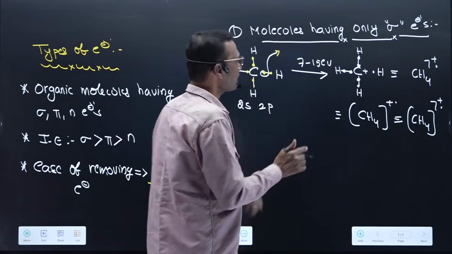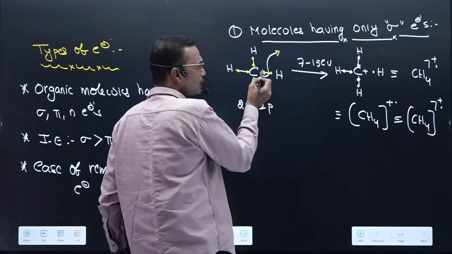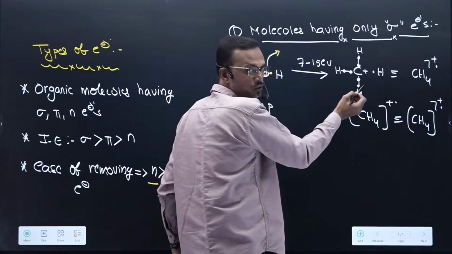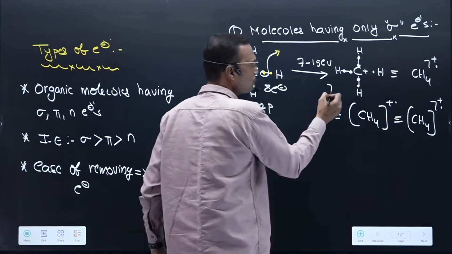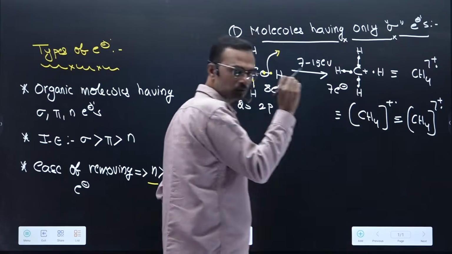So what is the meaning of writing 7 to 15 electron volts? I tend to remove one electron and form a radical cation over here. So this carries 8 electrons. It is an 8 electron gaseous molecule. Now it is a 7 electron molecular ion.